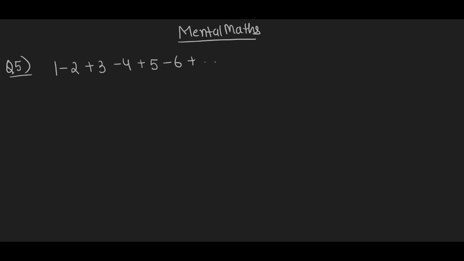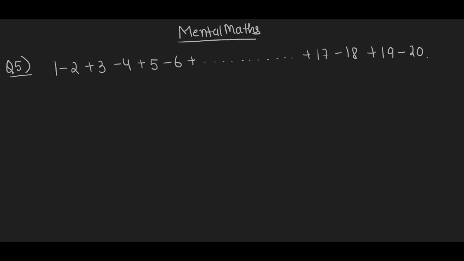Next question that we have, children, is from mental maths. This is question number 5, and it says 1 minus 2 plus 3 minus 4 plus 5 minus 6 plus, till plus 17 minus 18 plus 19 minus 20.